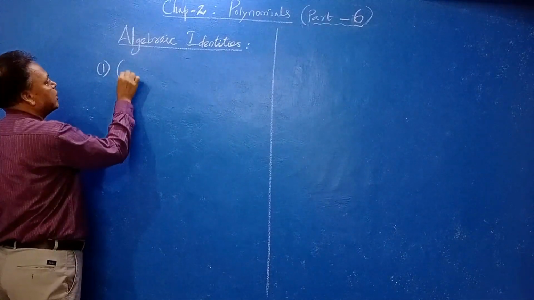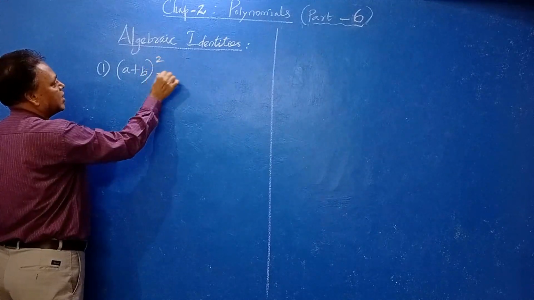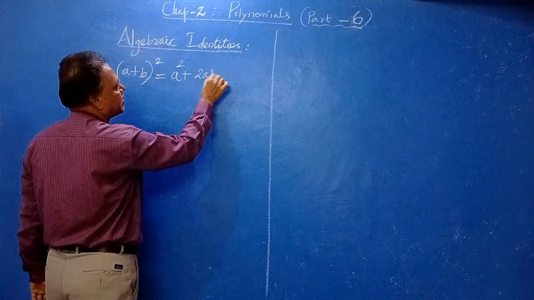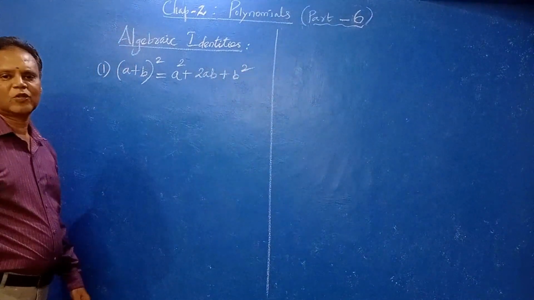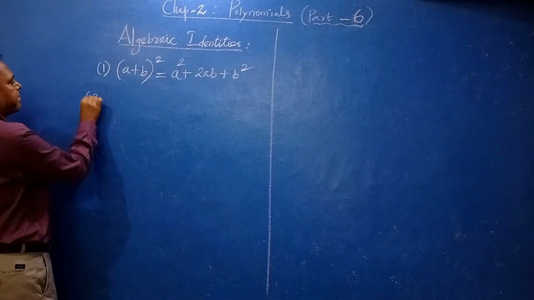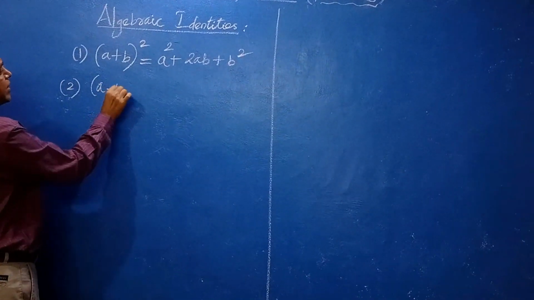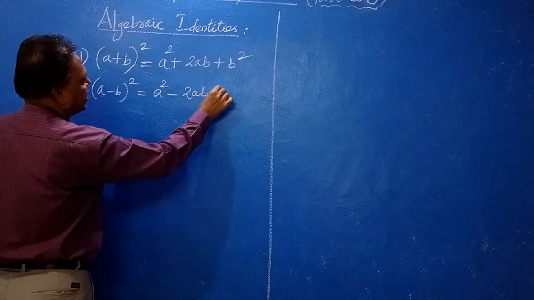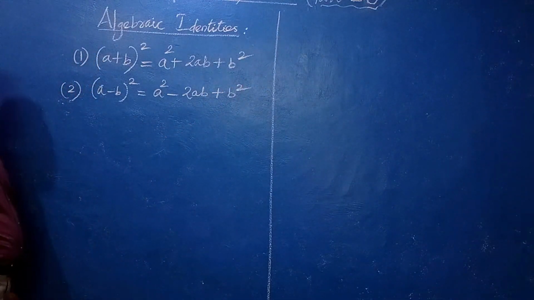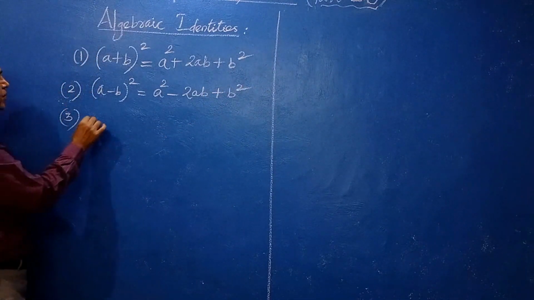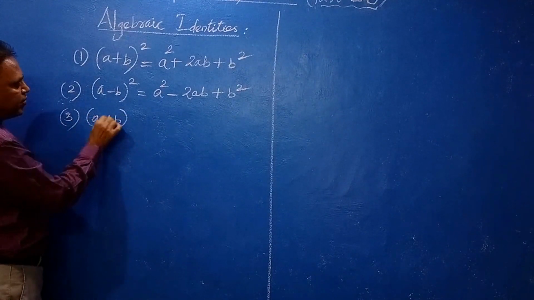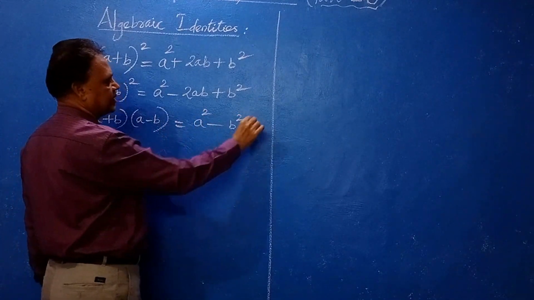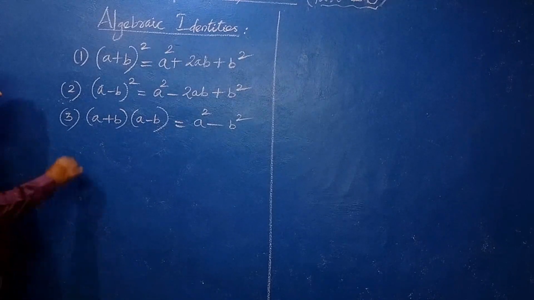First identity: (a + b) whole square is nothing but a squared plus 2ab plus b squared. Second one: (a - b) whole square is nothing but a squared minus 2ab plus b squared. Next one: (a + b)(a - b) is a squared minus b squared.